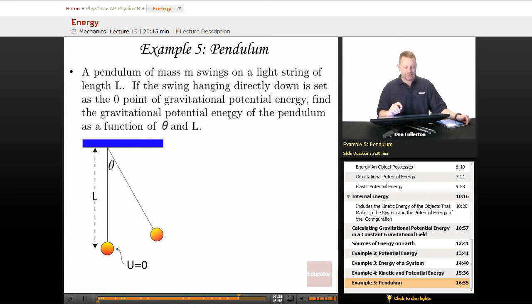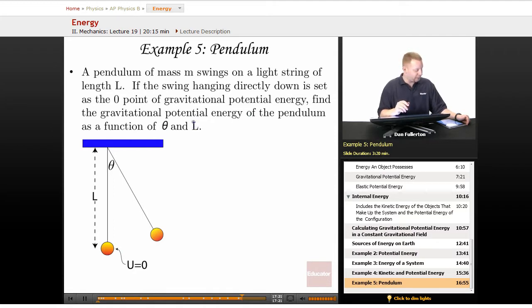A pendulum of mass m swings on a light string of length L. If the pendulum hanging directly down is the 0 point of gravitational potential energy, find the gravitational potential energy of the pendulum as a function of theta and L.